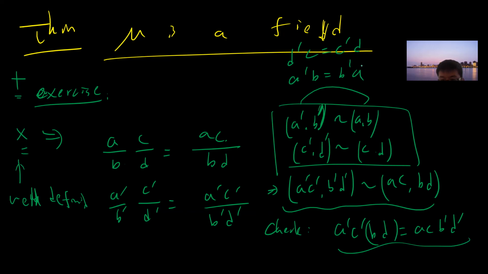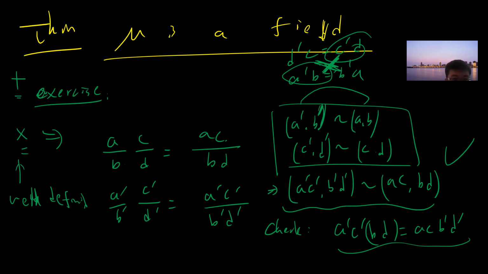We just times these two and then times these two. So we get A prime B C prime D. So A prime C prime BD is this side, and the other side is AC B prime D prime. Okay, so the proof is done. The addition is very cumbersome, but you can check by yourself.